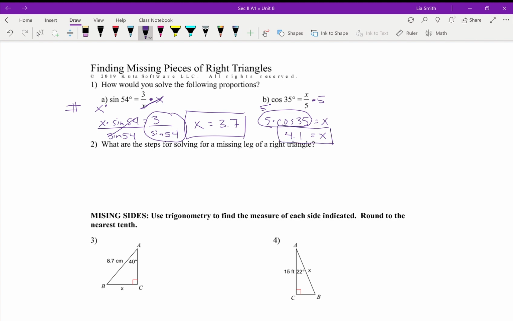On this page of notes, I'm just rounding to the nearest tenth on all of them. So just to stay consistent, just expect 1 decimal place. So what are the steps for solving for a missing leg of a right triangle? We're going to skip that for now. I want to do 2 examples, so that way when I do write the steps, they'll make a little bit more sense. So let's look at number 3.